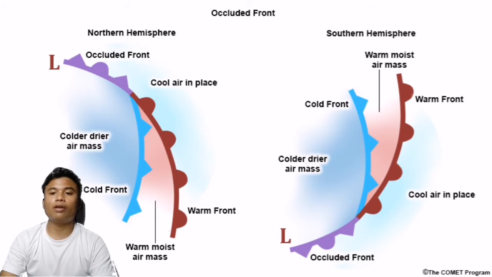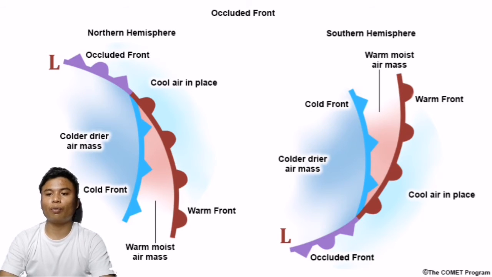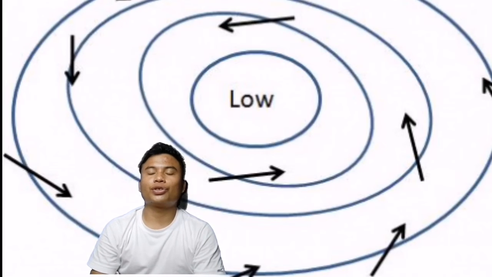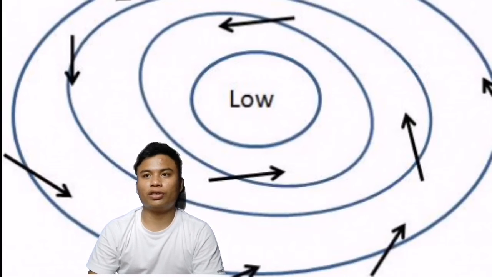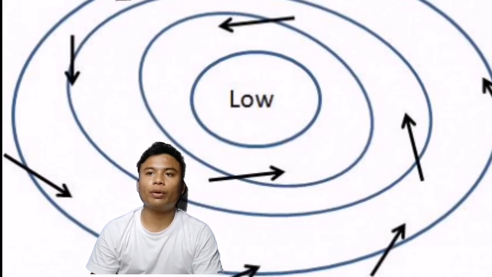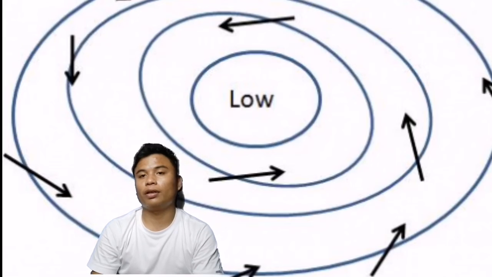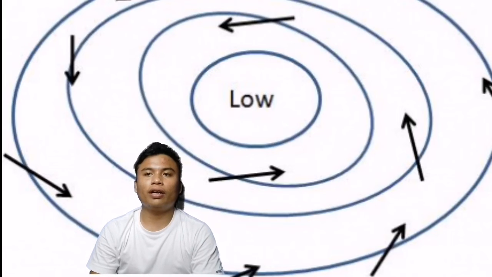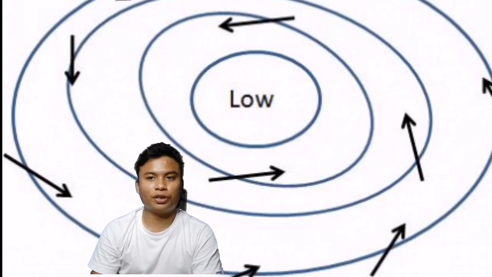Next is the occluded fronts. Cold fronts tend to move faster than warm fronts, and over time they can catch up with each other and create an occluded front. The initial depression is called primary and others are called secondary depressions. These secondary depressions sometimes grow very quickly into intense lows with almost the same characteristics as the primary low. A primary, along with another or a series of secondary depressions, is termed a family of depressions.